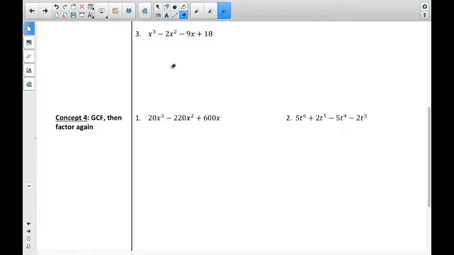I don't think we need to do another example. I think we've done probably enough, and we'll do some more in class. So let's skip number 3 for now. We can come back to it later if we need to in class.